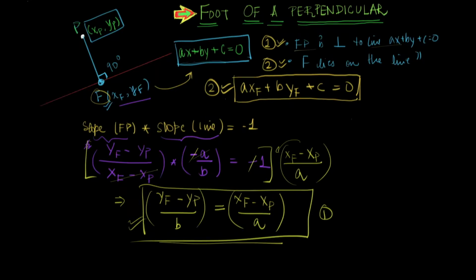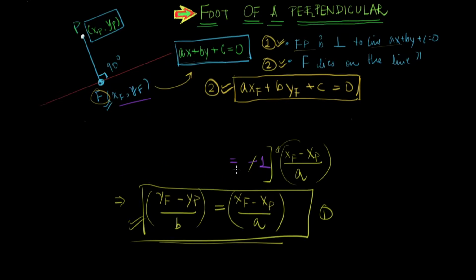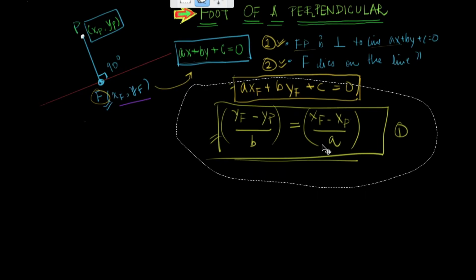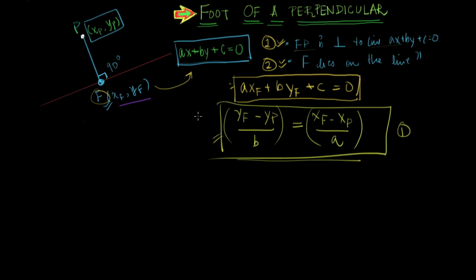Right, so at this point, let me just tabulate my results. Well, at this point, I can get rid of the theory behind what I've done, and let me just leave what my results are. So this is one of my points. Let me just write it here. So these are the two bits of information that I wish to use. A times x f plus b times y f plus c equals 0, and this relation of y f minus y p by b and x f minus x p by a are the same ratios. So that's a very strong result right there. It's a very powerful result.